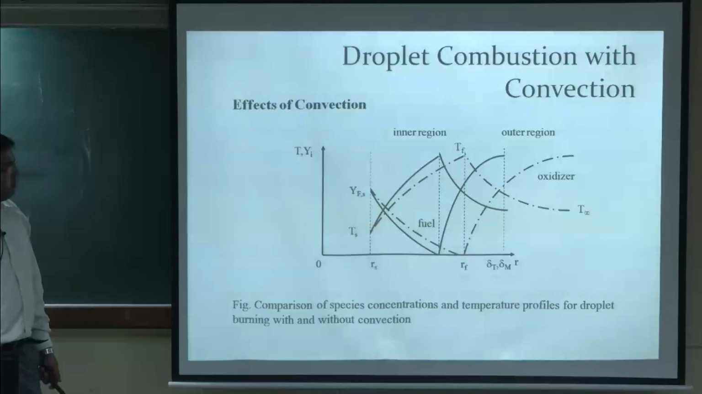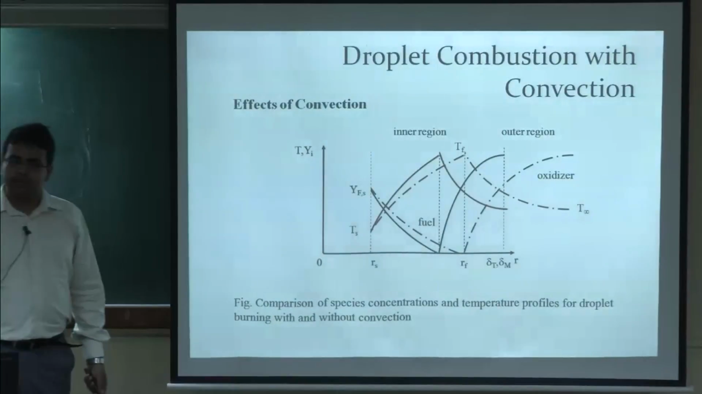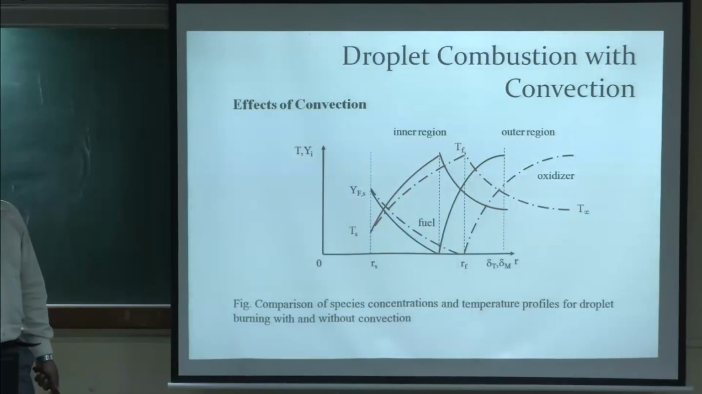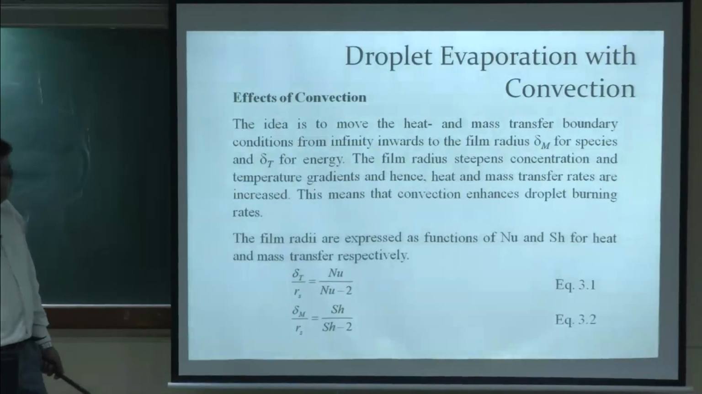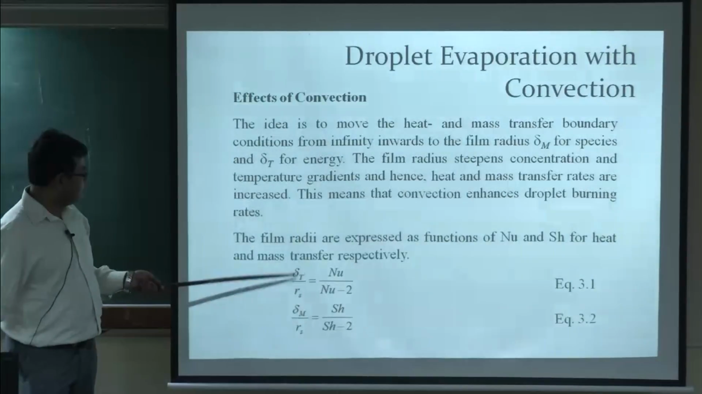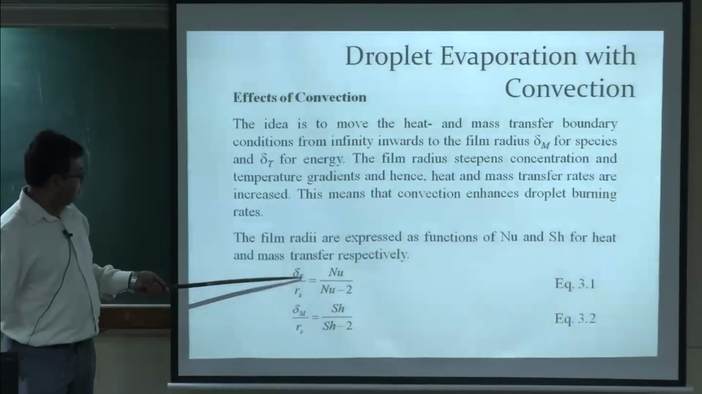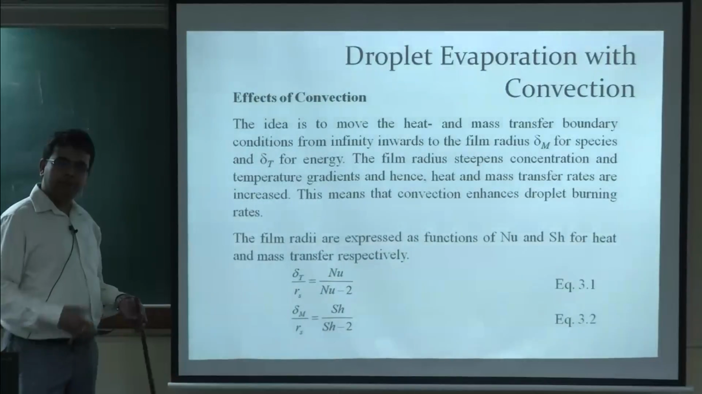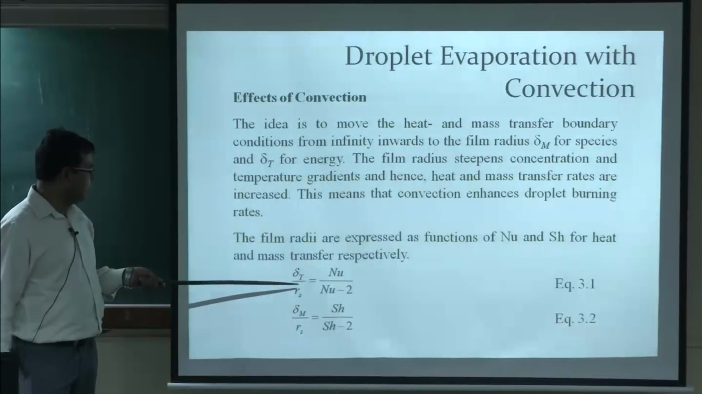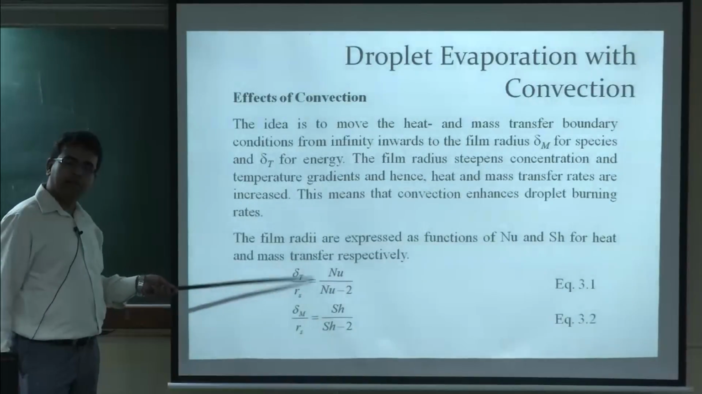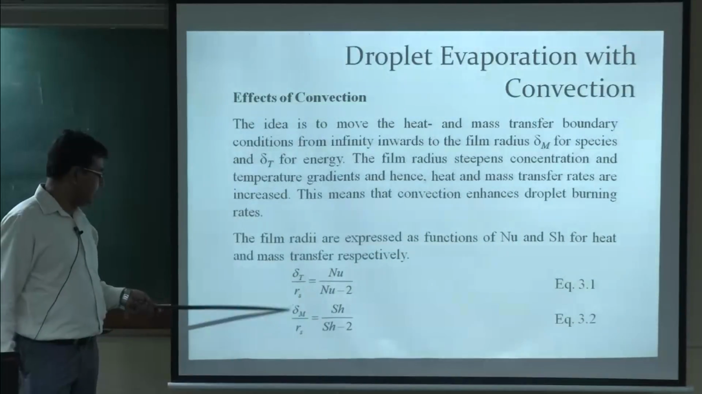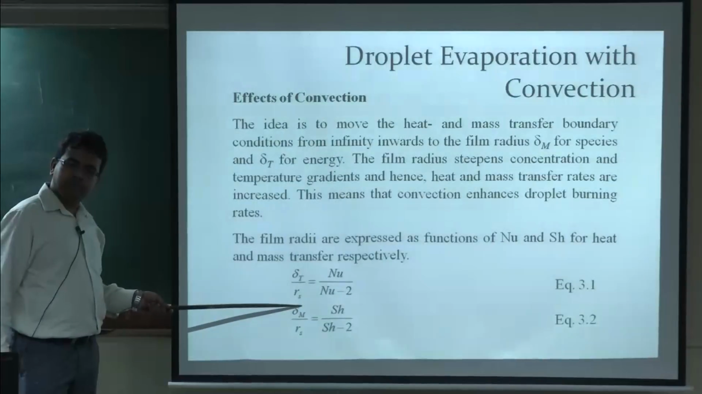So the effect of the convection is basically the increase in the heat transfer rate, and then we see more evaporation. There is a simple analysis, so you can calculate the rate of evaporation in presence of convection. For that you can assume the film radii, that is a thermal film radius, and this is the mass based film radius.